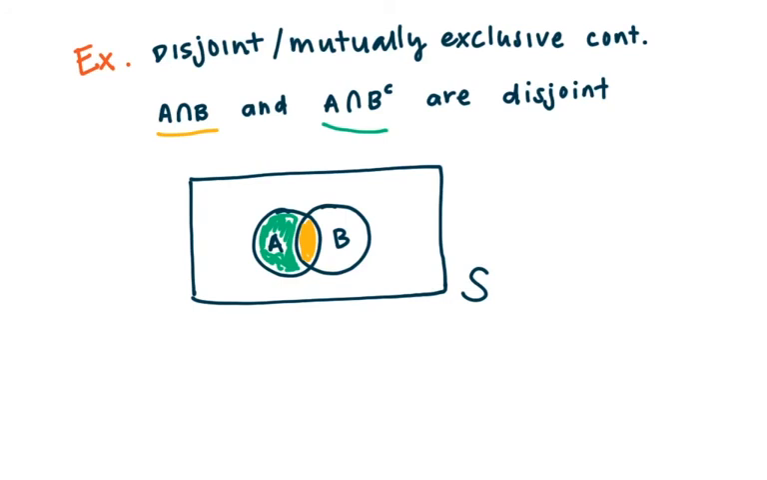Notice how when you're looking at A, this yellow part right here doesn't intersect with the green part. They're two separate parts, which is why we're stating that this yellow part is disjoint from this green part.